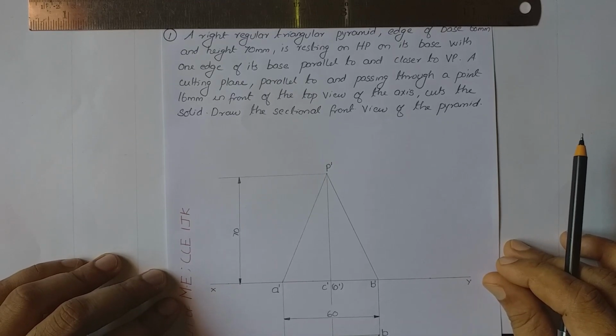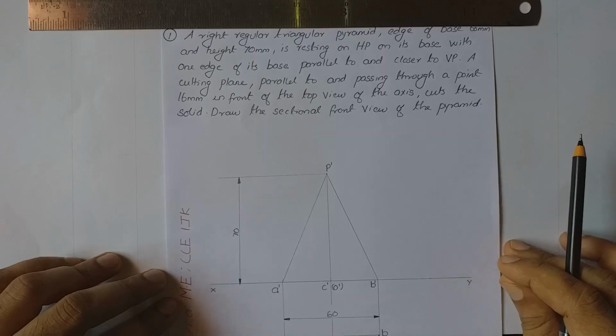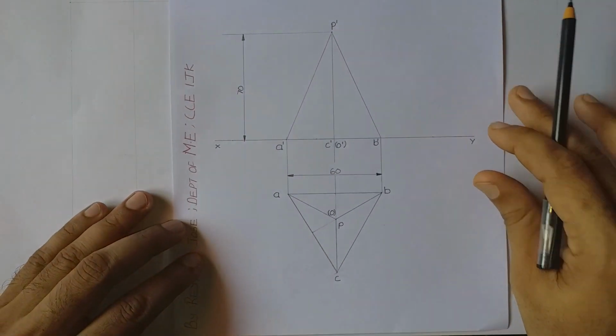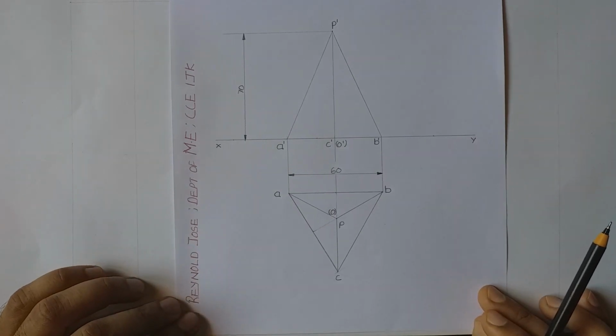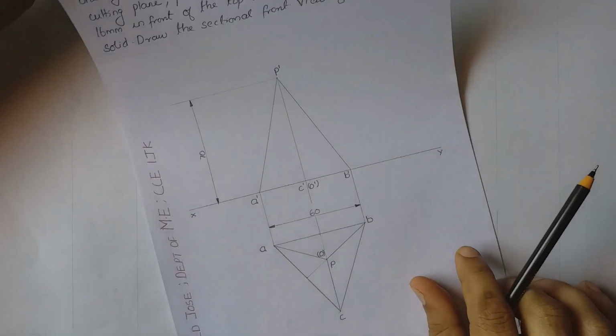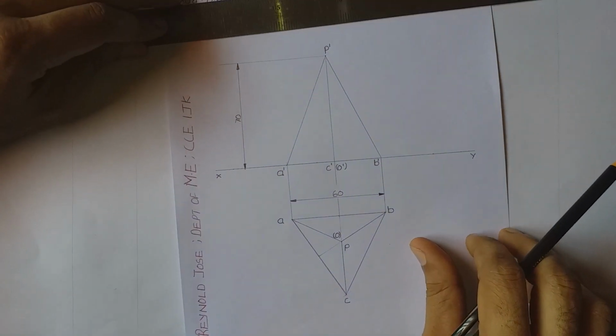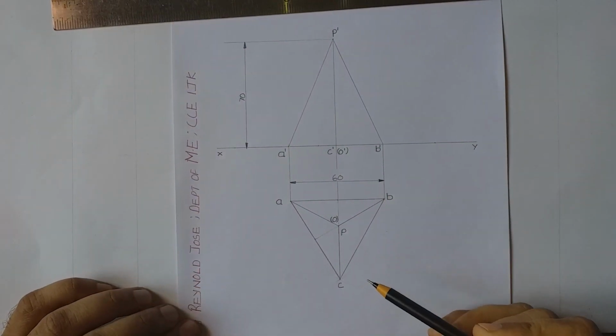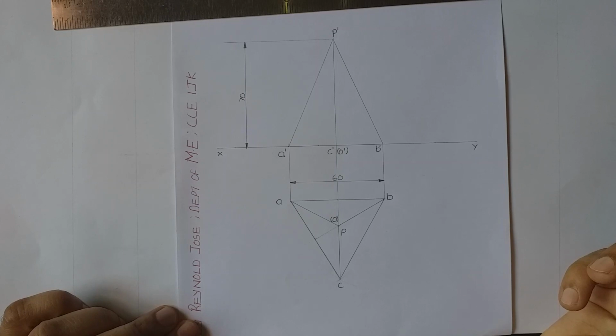In section of solids, the very first step that we have to do is draw the simple front view and simple top view of the pyramid using type B lines, that is, continuous thin lines. So here I have already drawn the simple front view and simple top view of the pyramid. The next step that we have to do is location of the section plane.